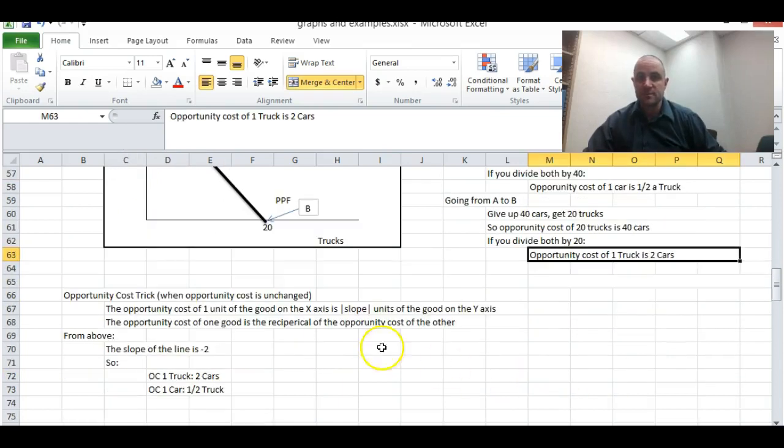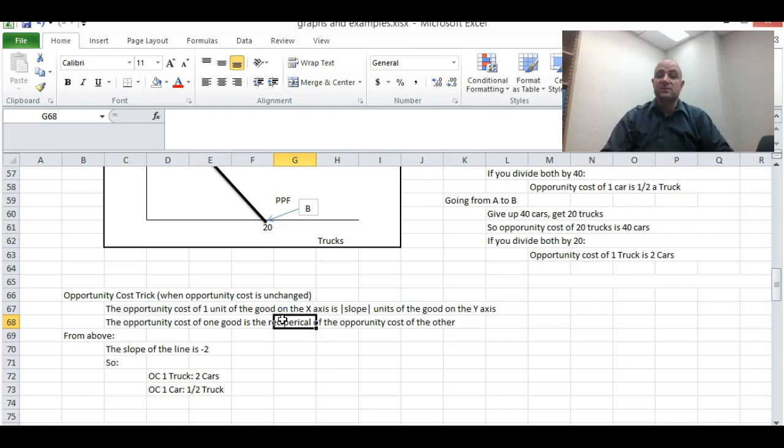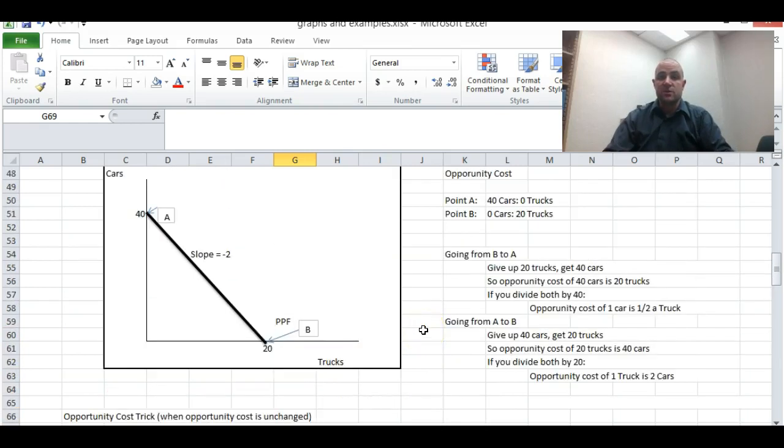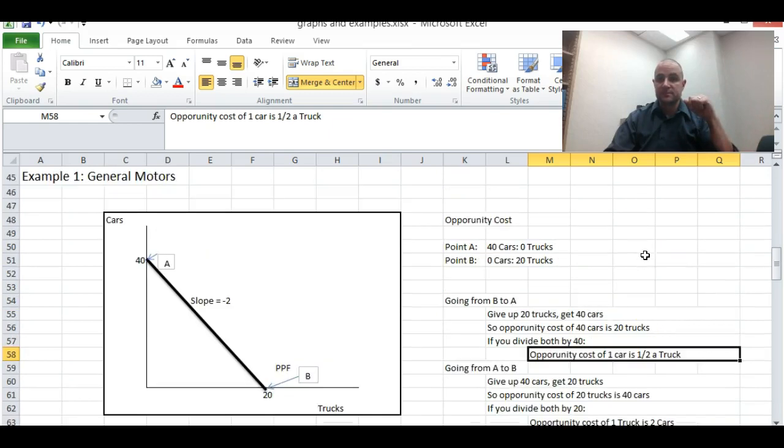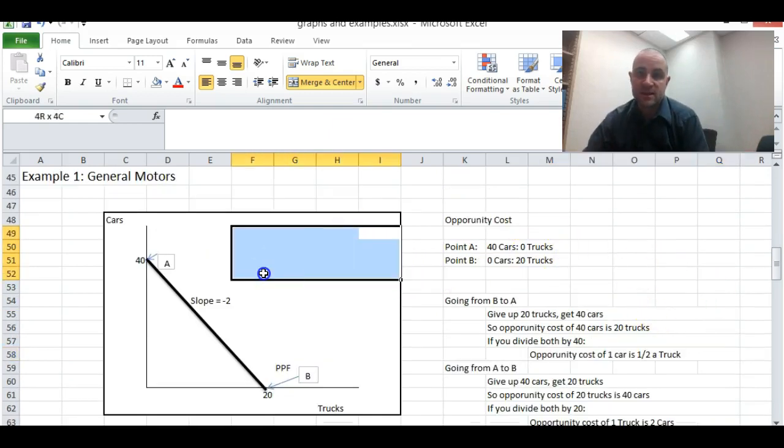Now, once you find the opportunity cost of one good, you can find the opportunity cost of the other good by its reciprocal. So if the opportunity cost of one truck is 2 cars, then the opportunity cost of one car is the reciprocal of 2, which is 1/2 of a truck. Okay. So let's look at another example here.